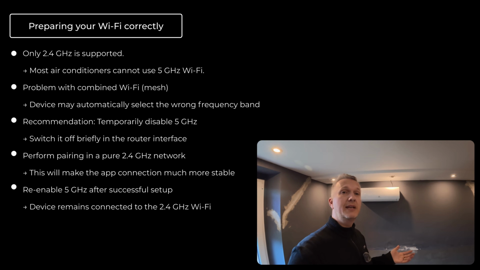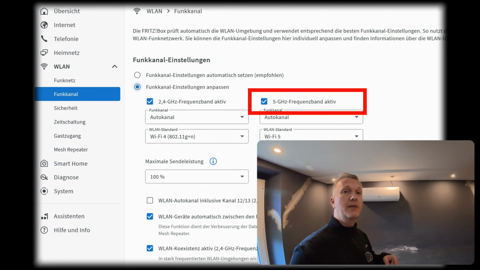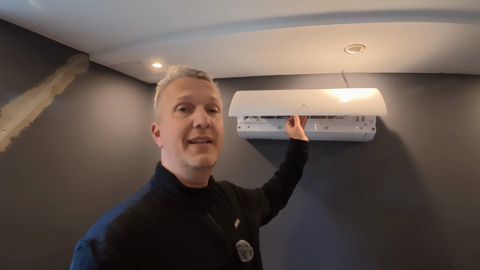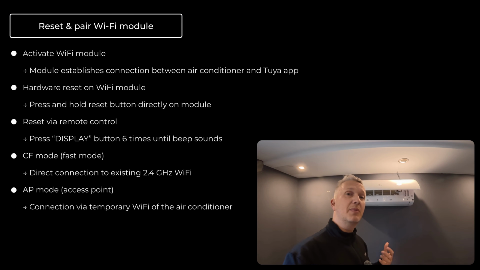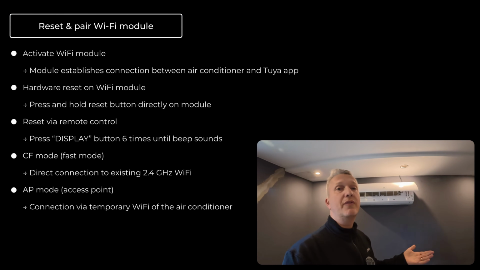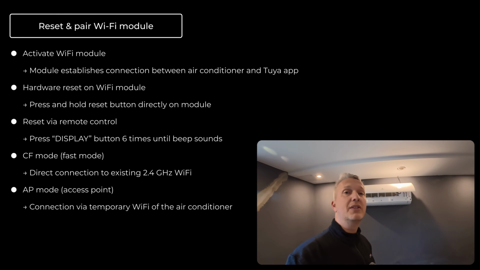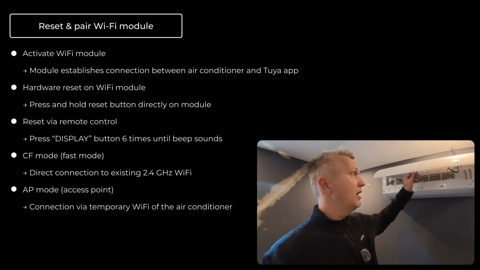You can find the setting in the Fritz box right here, for example. Once the air conditioner is set up, you can easily switch the 5 gigahertz network back on and use both in parallel. Because once the air conditioner is registered on the Wi-Fi, it stays on its correct network. Next, you should of course also know where the Wi-Fi module is located in your air conditioner in order to put it into pairing mode. To do this, you can either press various button combinations on the remote control. You'll find the combination for your specific air conditioner in the manual, or you can use the hardware reset.